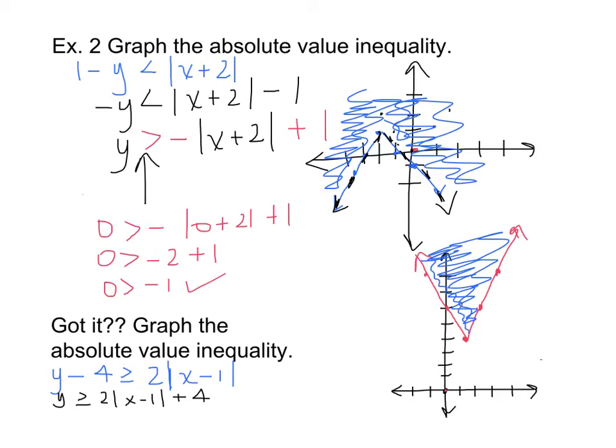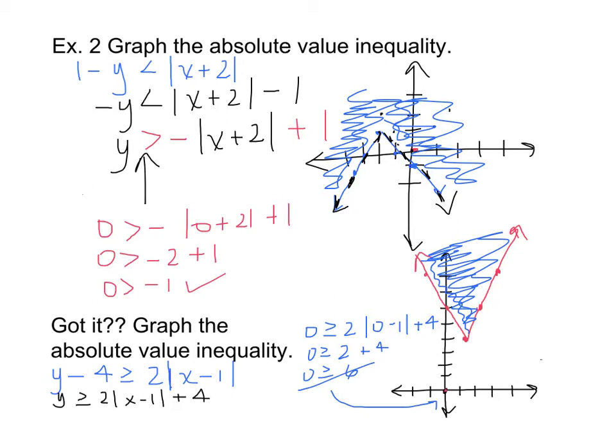And I'm going to show you an example of when I choose 0, 0 to show that it's not outside the V. 0 is greater than 2 times the absolute value of 0 minus 1, plus 4. So we're going to get 2 times the absolute value of -1, which is 1. So that's 2 plus 4. 0 is greater than or equal to 6. This is not true. So that means we do not shade where 0, 0 is. So that's an example when you plug it in and it doesn't work, so you'll know which way to shade.